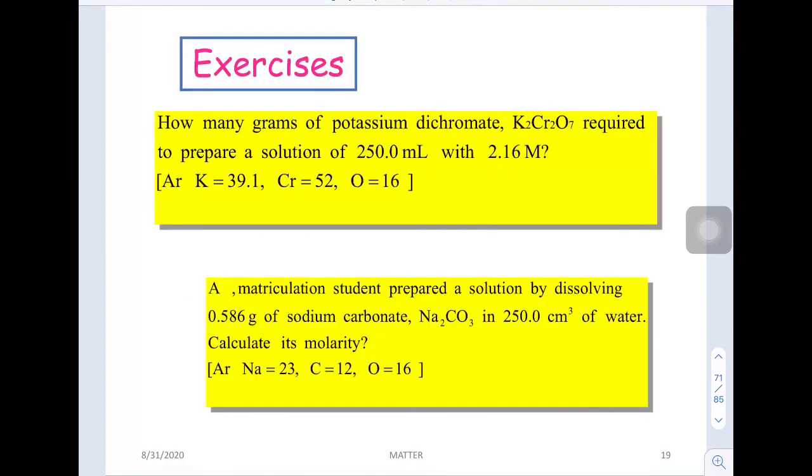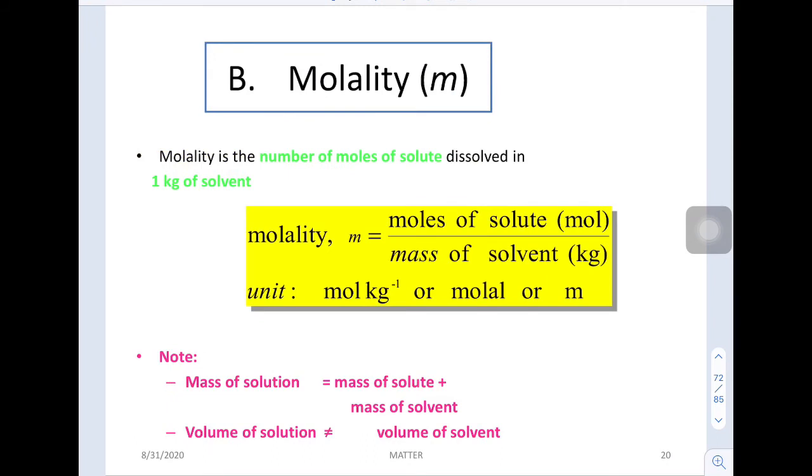Then we move to the molality. The molality is defined as the number of moles of the solute that is dissolved in the solvent, in kg unit. So if we want to calculate the molality, we use this formula: mole of solute over mass of solvent, which must be in kg unit. This is what I said just now.